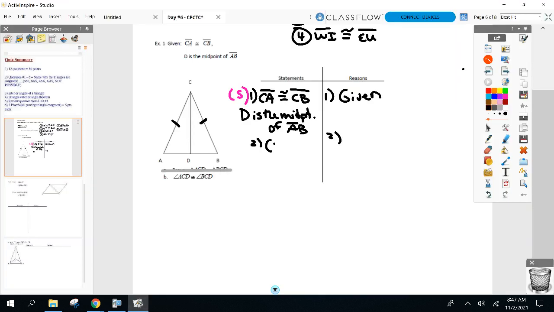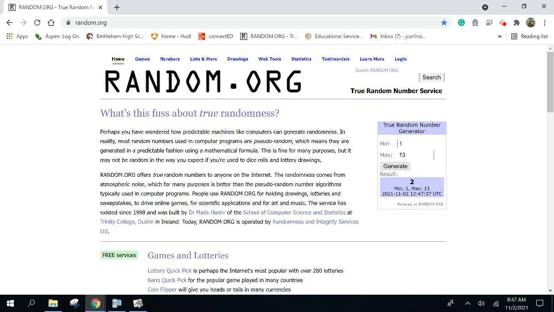CD is congruent. Oh, that guy. Yep. CD congruent to itself. Reflexive. That gives me another pair of sides. And then what else do you guys see here that's true? What else is true here?